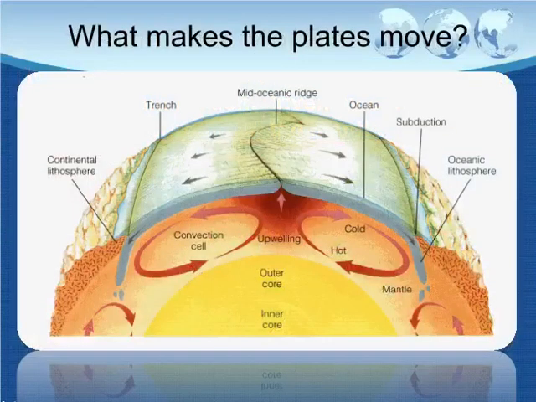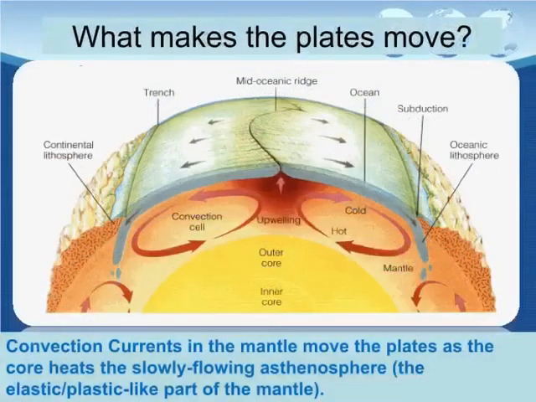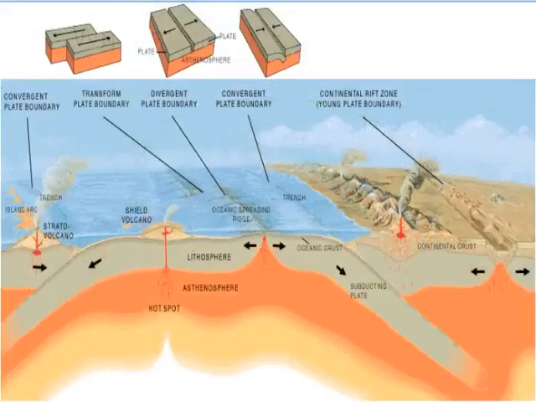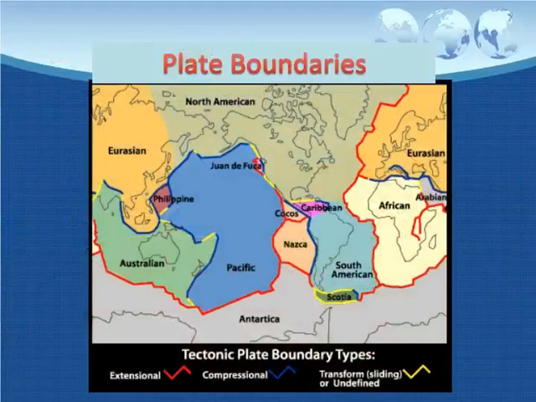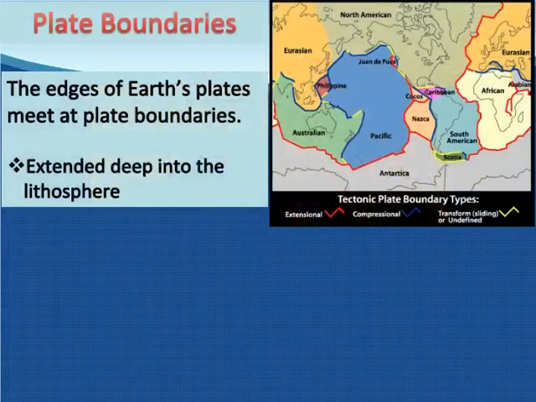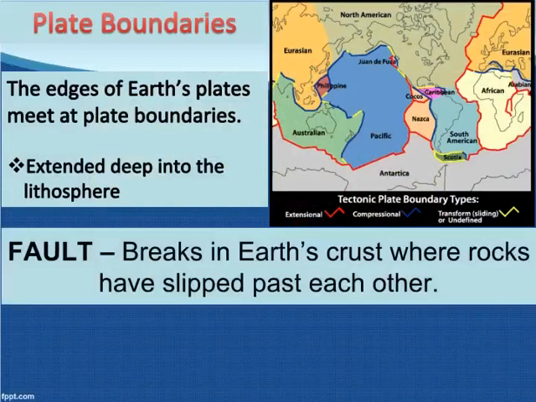What makes the plates move? Convection currents in the mantle move the plates as the core heats the slowly flowing asthenosphere, the elastic, plastic-like part of the mantle. This diagram illustrates the whole process. Plate boundaries. The edges of Earth's plates meet at plate boundaries, extending deep into the lithosphere. Faults are breaks in Earth's crust where rocks have slipped past each other.